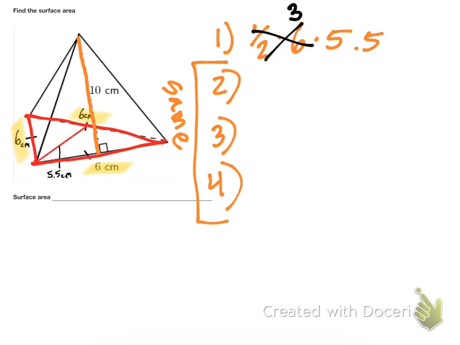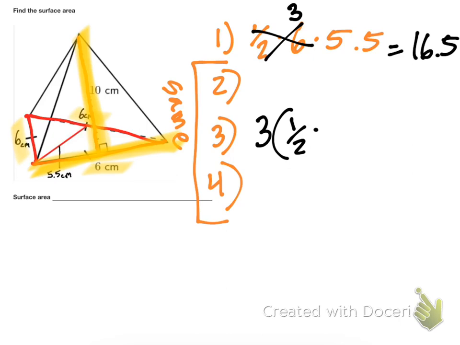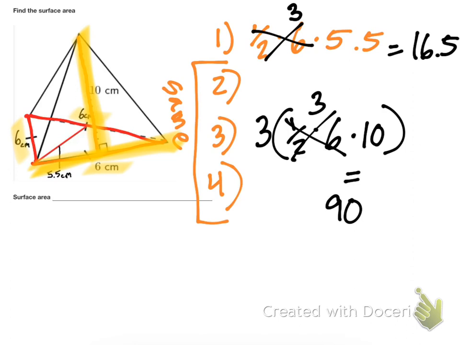So I'm going to cancel this out. I get 3. 3 times 5 and 5/10 gives me 16 and 5/10, I believe. Then we have these exact same. So I'm just going to write it out in this. We have 3 sides times 1/2. Our base, what we're doing right here with our highlighter, is 6, and our slant height is 10. So times 6 times 10. Cancel that out. I'll get a 3. 3 times 3 times 10 is equal to 90.